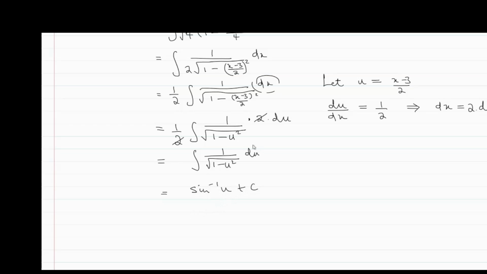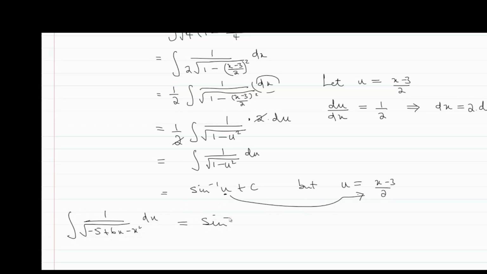But now our problem is in terms of x, and our u, as we have given here, is x minus 3 over 2. So we substitute this back. Eventually we are going to have our answer: the integral of 1 over root of -5 plus 6x minus x squared dx is equal to arc sine of (x minus 3 over 2) plus c. So that solves our problem.